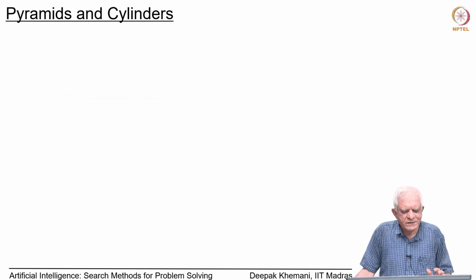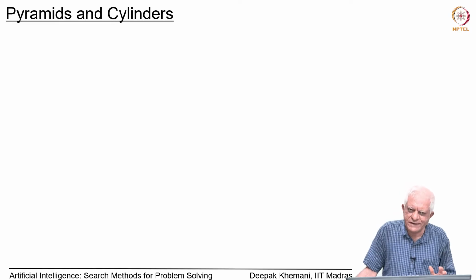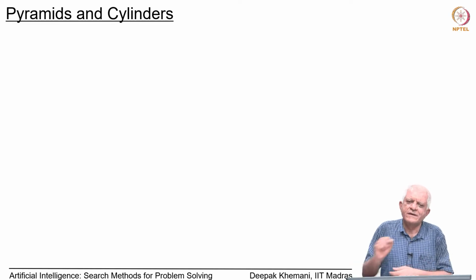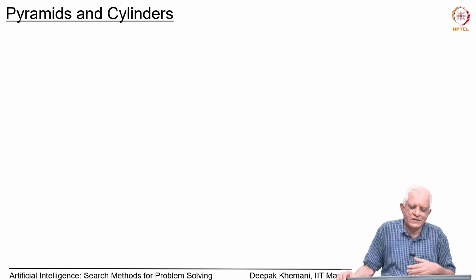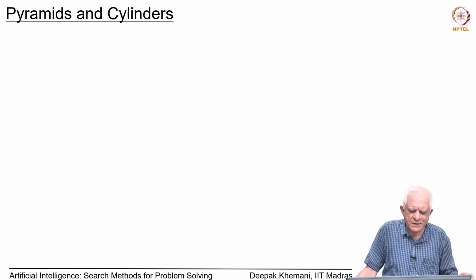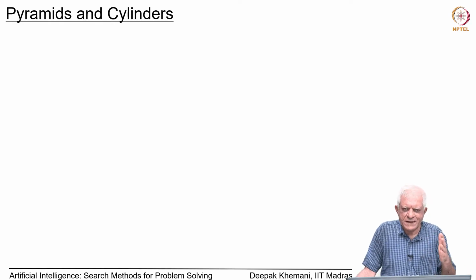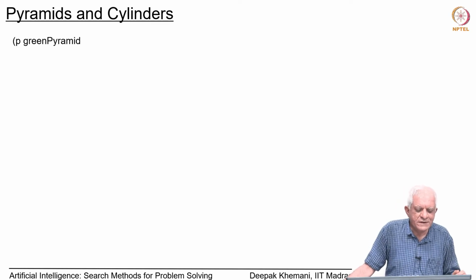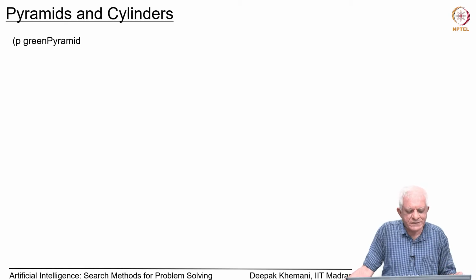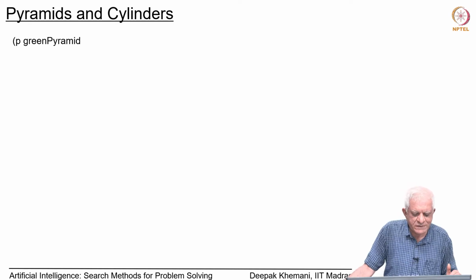So, here is a small set of rules which categorizes shapes into either pyramids or cylinders or wands and things like that, and we assume that the shapes are described by different aspects of their description, each specified by some pattern. So, let us start with something called a green pyramid. When do we say that some object is a green pyramid? This is the rule that we would like to write.